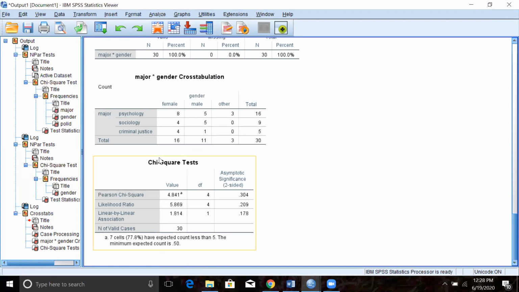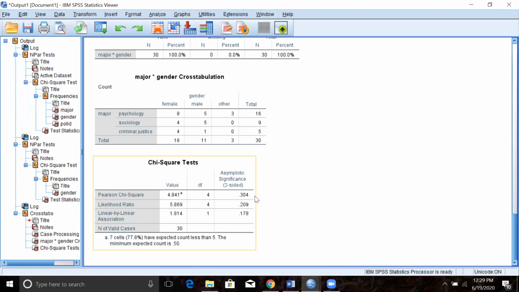So the result for your two-way chi-square is listed down here. The value in the value column in the Pearson chi-square row, that's your obtained chi-square. So the obtained chi-square for the relationship between major and gender is 4.841, with a p-value in the asymptotic significance column of 0.304. This tells you that there is not a significant relationship between major and gender.